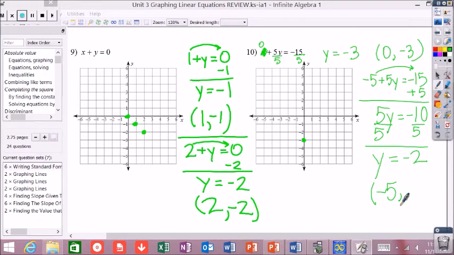I'm going to plot both of these on my coordinate plane, and I'm going to draw the line. It has a negative slope. It's going down. And I was smart to pick a multiple of 5 so that when I divide out, I didn't have a fraction.